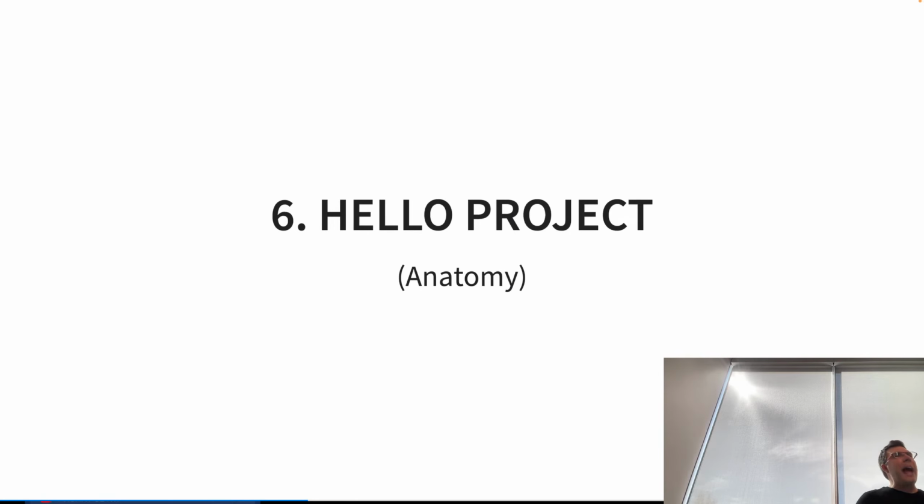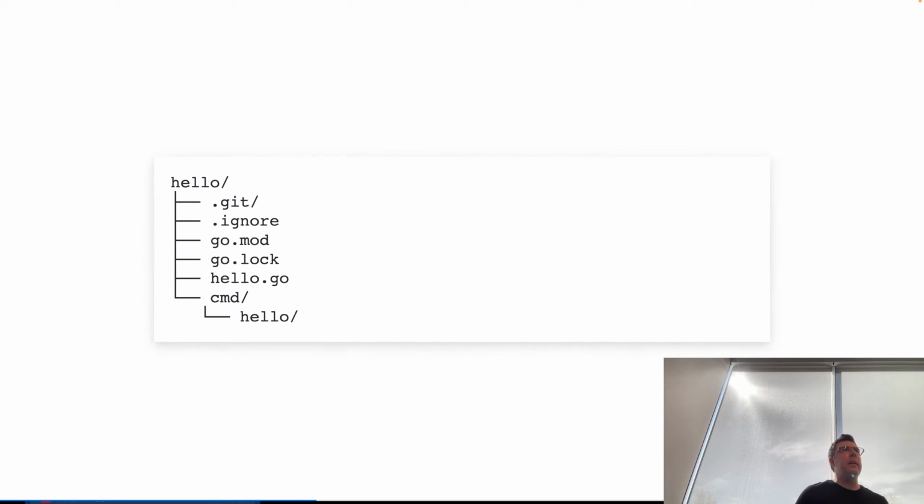Okay, so let's look at the anatomy of our project once we've initialized it. In the simplest case, you've got something like this, where your package is called hello. You're going to have your Git folder inside. If you're not aware, .ignore is kind of like .gitignore, except that it's for tooling. So, for example, if you're using ripgrep, anything that's in .ignore will be ignored by ripgrep and other tools that respect .ignore.